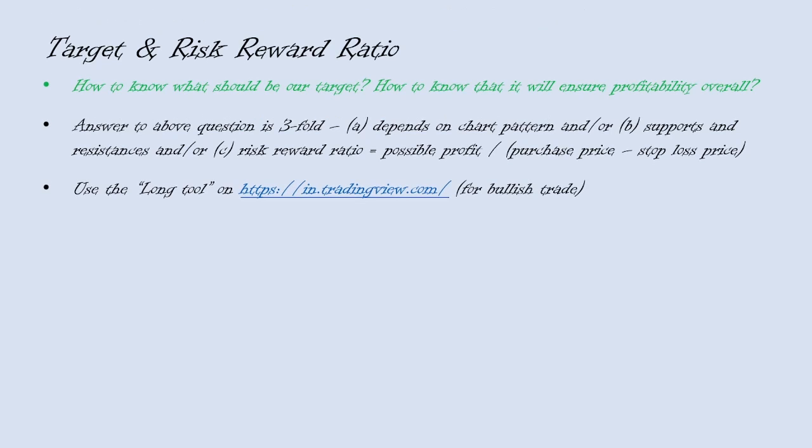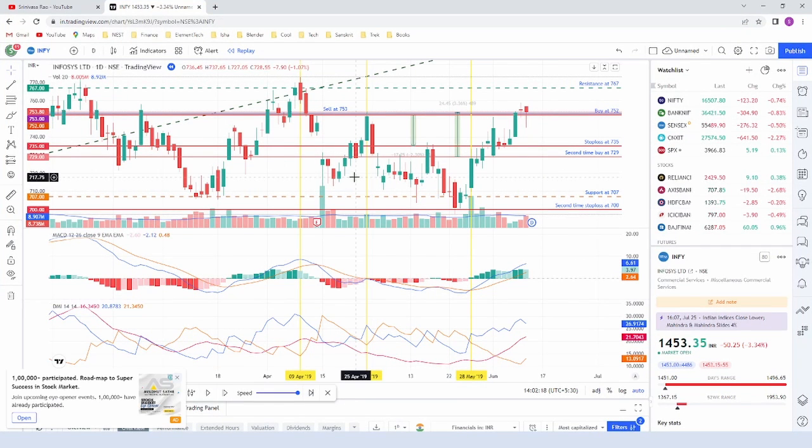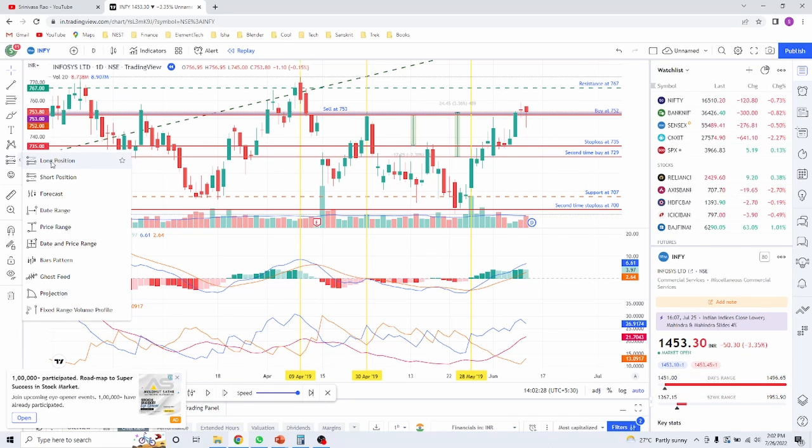So you have to consider all that, and there is a tool called the long tool for bullish trade in tradingview.com, and we can use that and have a look at it. So let me go back to Infosys. In tradingview.com, you saw this situation in the last video. Here what I'm going to do is use this tool. If you can see my mouse cursor on the left, this is called the long position tool. Given your entry price and your stop loss, it will tell you what your target must be for a desired reward to risk ratio or risk reward ratio.